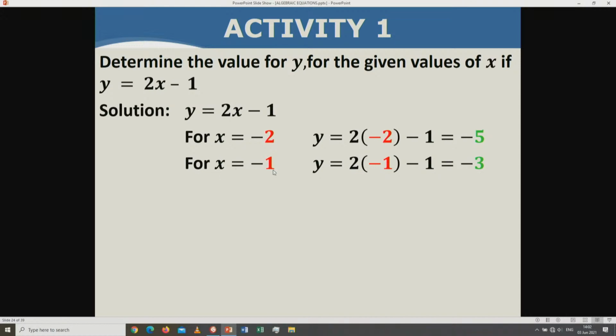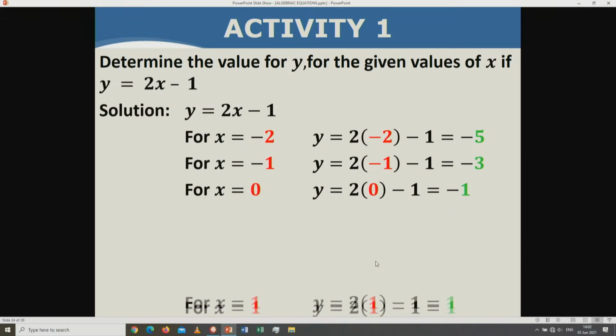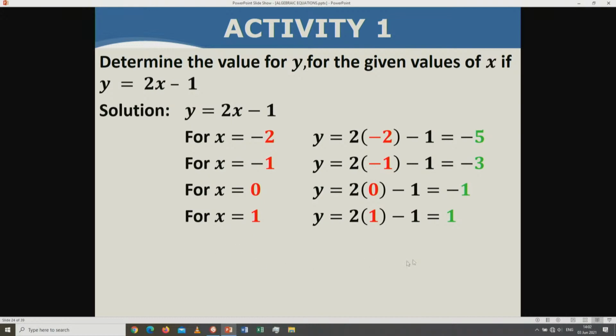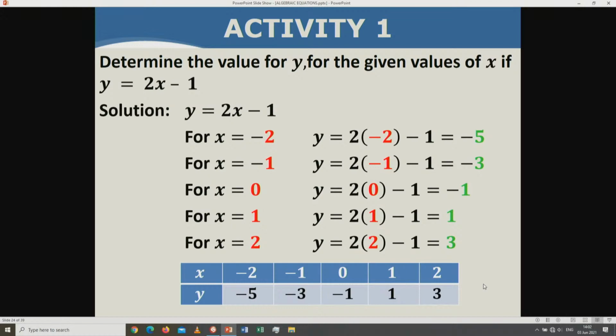For x equal to negative 1, y will be equal to negative 3. For x equal to 0, y will be negative 1. For x equal to 1, y will be equal to 1. For x equal to 2, y will be 3. And then this is the table of ordered pairs, where for x equal to negative 2 the corresponding value of y is negative 5. And then for negative 1, y is negative 3, and so forth.